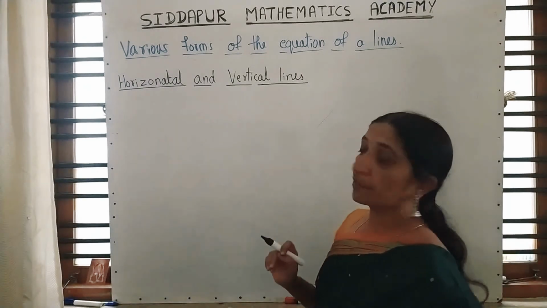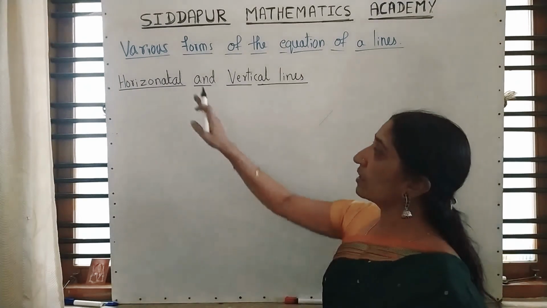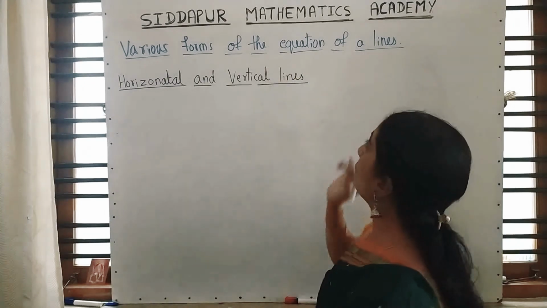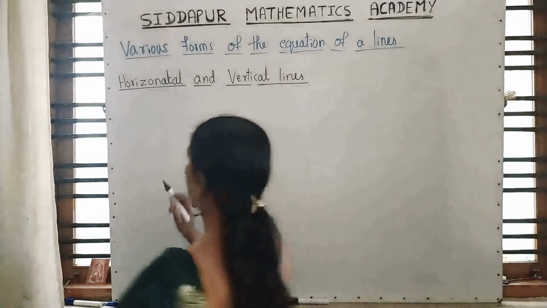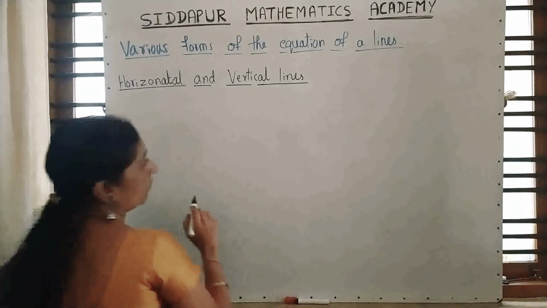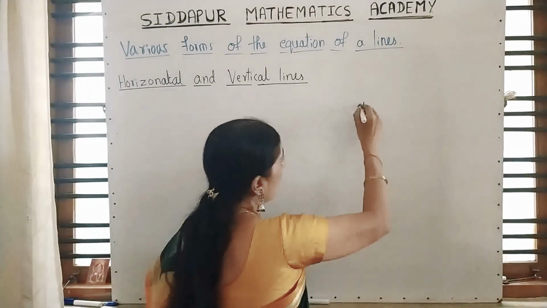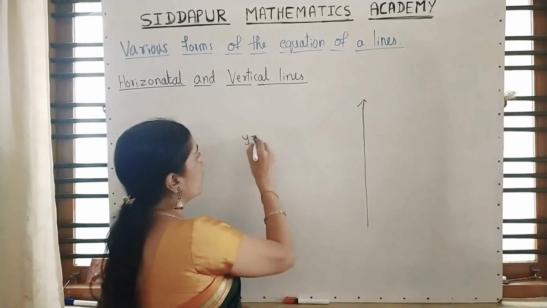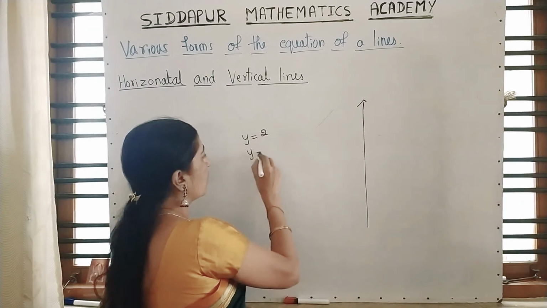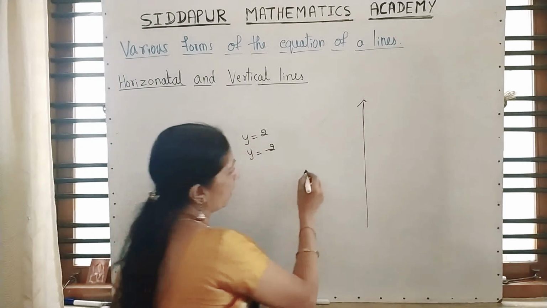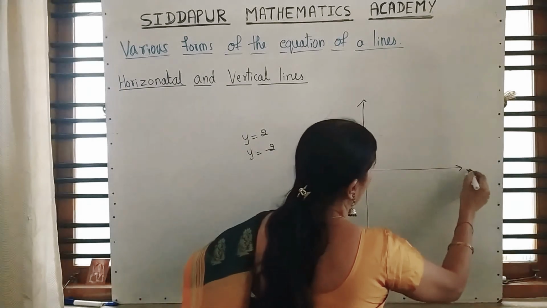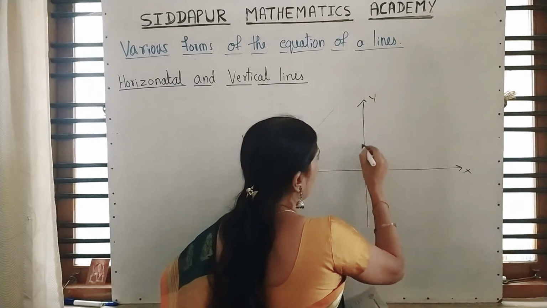So in the analytical geometry class, in today's class I will explain various forms of the equation of the lines. In that, first one, horizontal and vertical lines. See, before going to any definition, if I draw the line y is equal to 2 or y is equal to minus 2, like any numbers if you take, how do you draw the lines? The line will be like this.